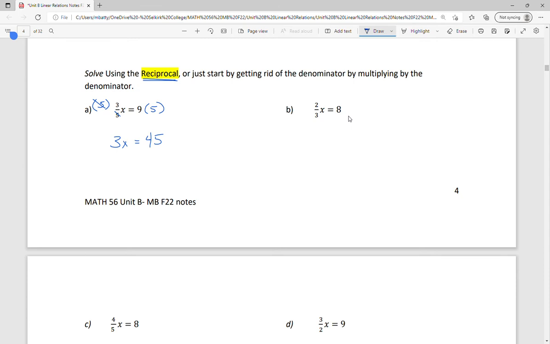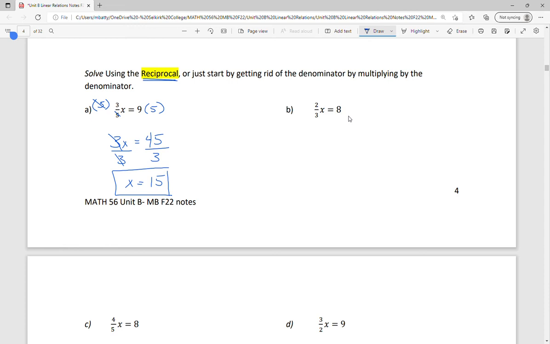Now this last step is to divide by 3. Remember, we know to do the opposite. So here we have dividing by 5, so we get rid of that by multiplying by 5. Here we have multiplying by 3, so we get rid of that by dividing by 3. That gives me then that x equals, you pull out your calculator, 15. This one is possible to verify.